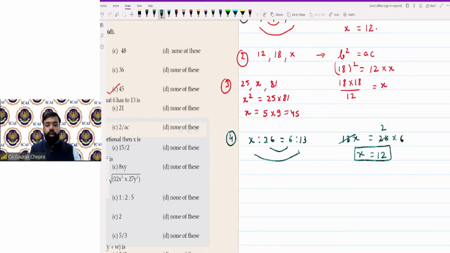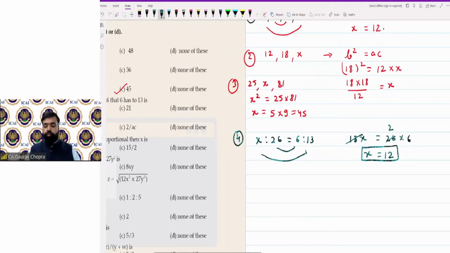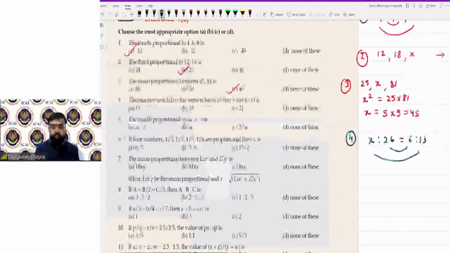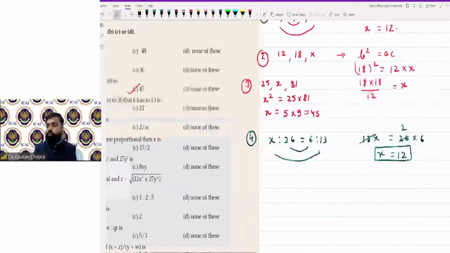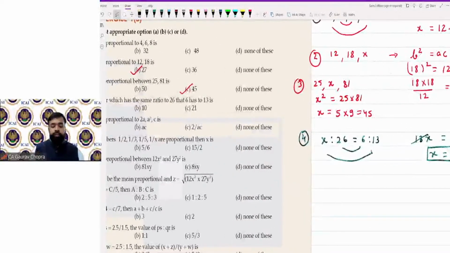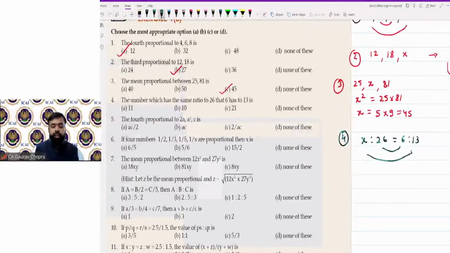This is the value of x. So which option you have to select? Option number D, none of these.